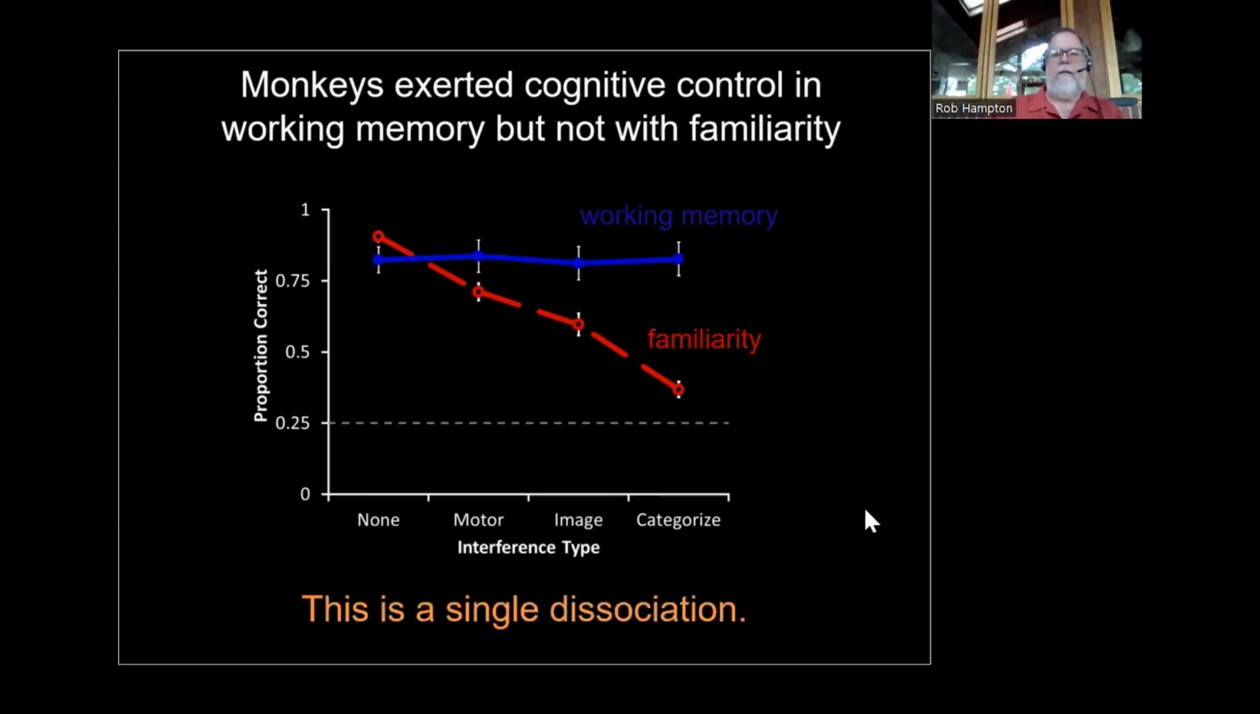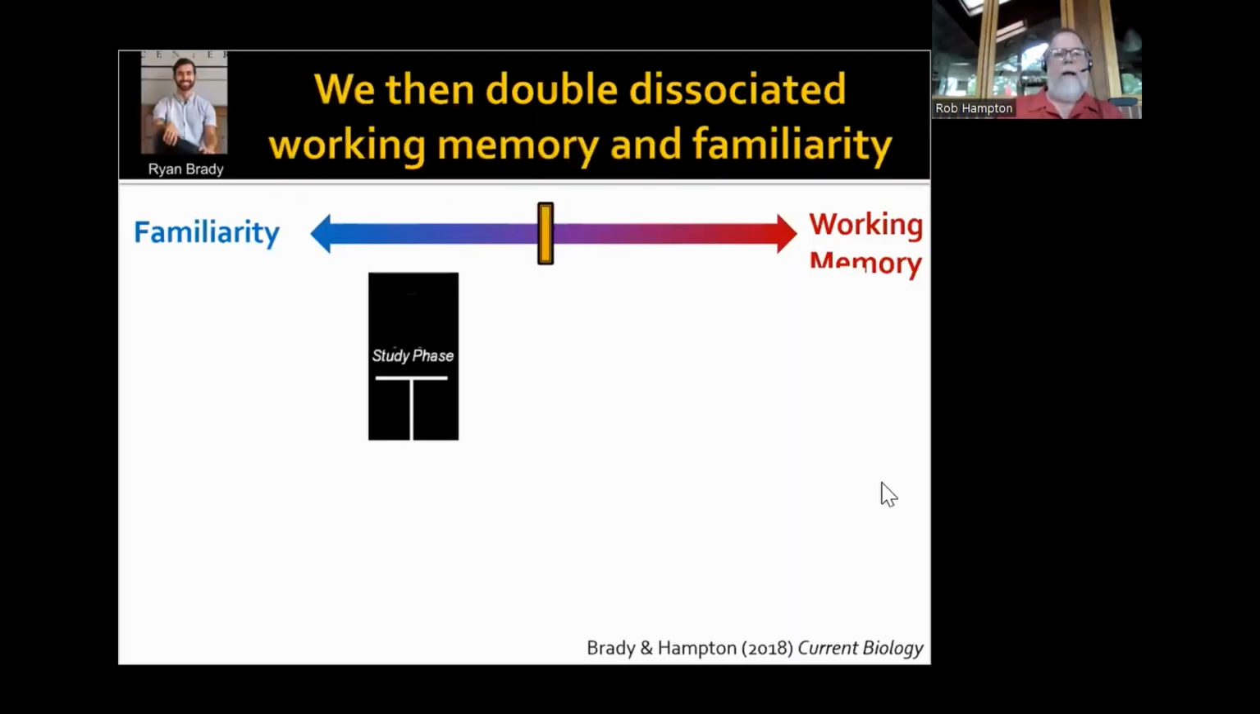And I just want to point out this is a single dissociation, because what we've done is a manipulation that increased the concurrent cognitive load, and that affected working memory, but did not affect familiarity. So Ryan Brady came along in the lab and pushed this work a little farther in multiple ways. I'm just going to tell you about one of them, but he went on to double dissociate working memory and familiarity by now generating a manipulation that affects familiarity more than working memory.